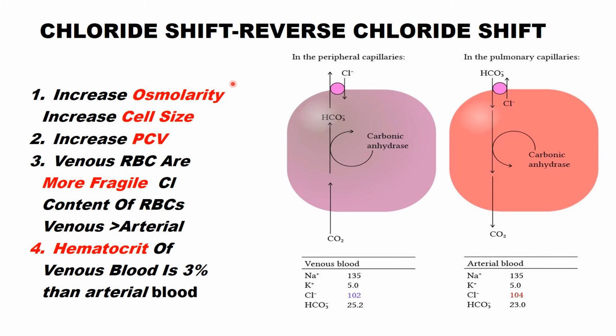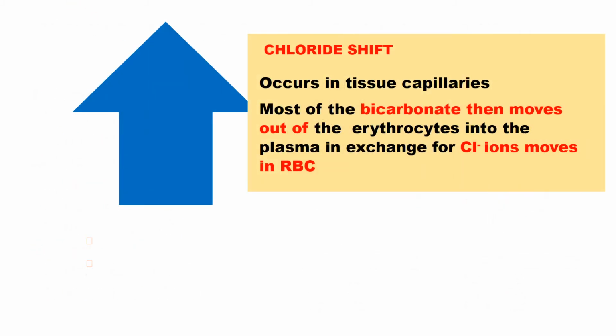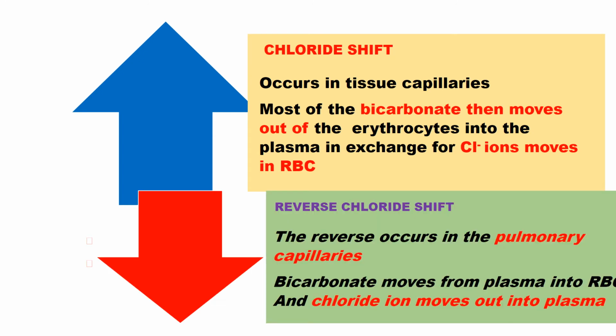The mean corpuscular volume or the packed cell volume is slightly higher than that of the arterial blood. It is 3% higher, and venous blood RBCs are more fragile as compared to the arterial blood. So these are the changes that occur in the venous blood because of this chloride shift phenomenon. The bicarbonate moves into the RBC, and the chloride ions move out of the RBC into the plasma.